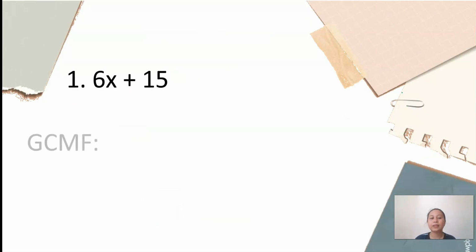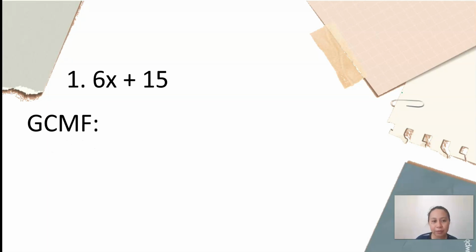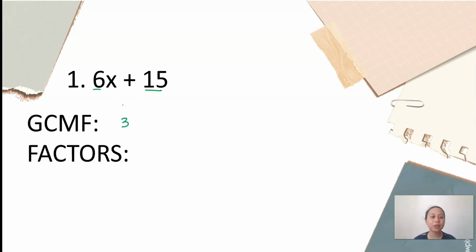6x plus 15. GCMF of 6x and 15 is, 6 and 15 both can be divided by 3. It doesn't have another variable x, so our GCMF would just be 3. Now, for the factors, we're going to divide both of them by 3. So the factors would be GCMF times 6x divided by 3 is, cancel, this is 2x, plus 15 divided by 3 is 5. This is now the factor of the polynomial.